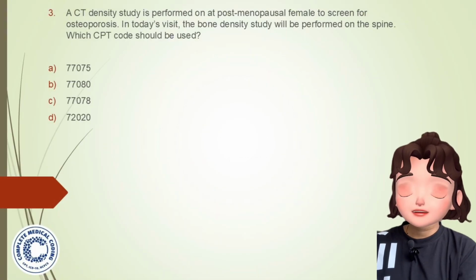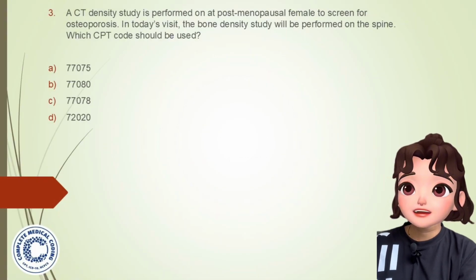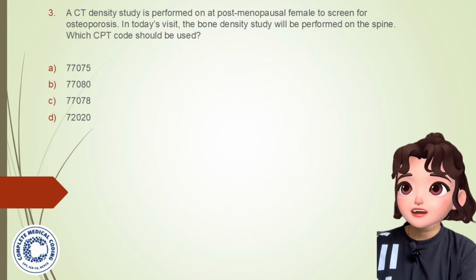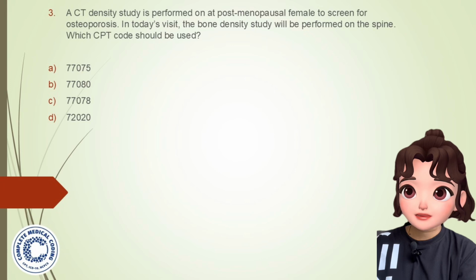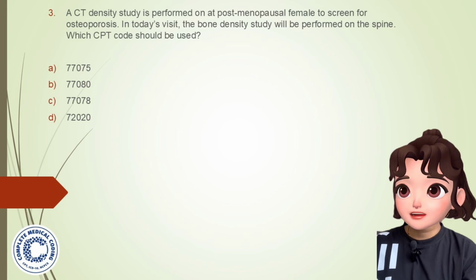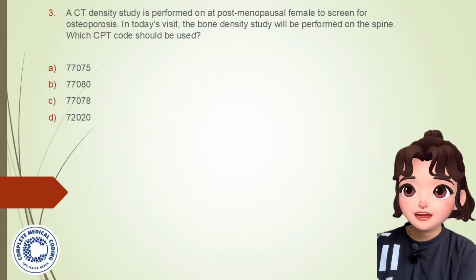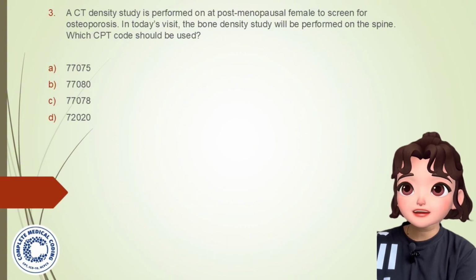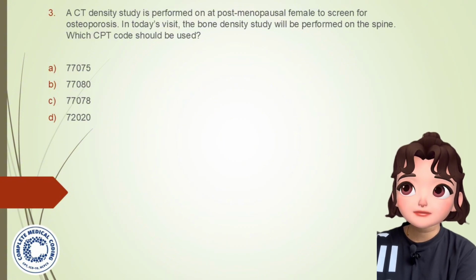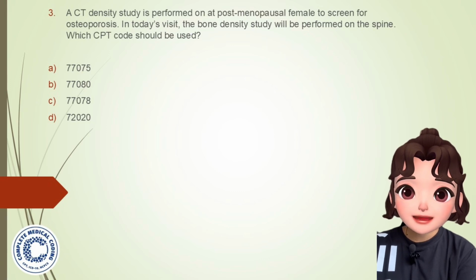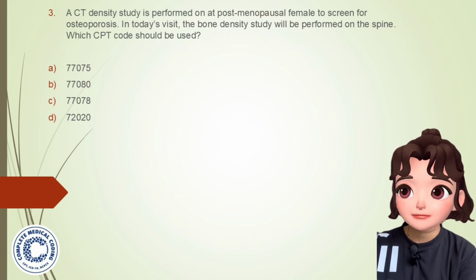Moving on to the third question. A CT density study is performed on a postmenopausal female to screen for osteoporosis. In today's visit, the bone density study will be performed on the spine. Which CPT code should be used? So here a CT density study, a bone density study, is performed on the spine.